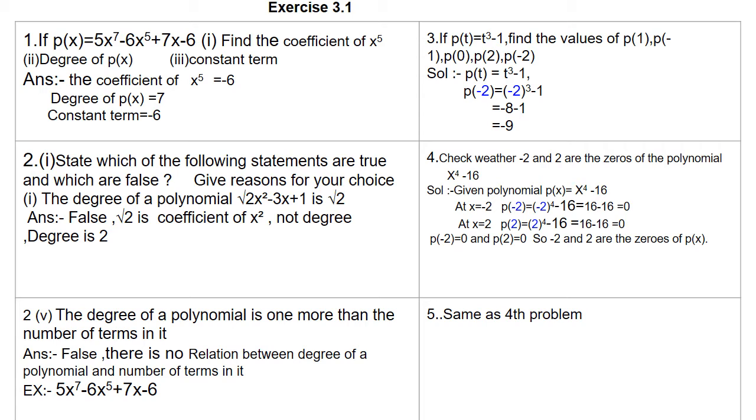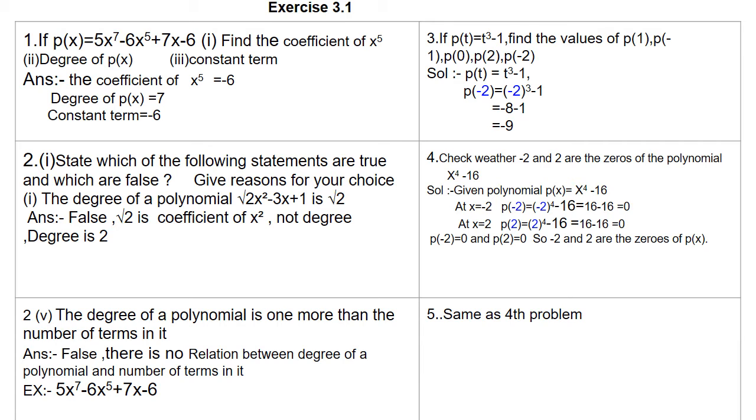So the fourth problem: check whether minus 2 and 2 are the zeros of the polynomial x to the power of 4 minus 16. Before going to the solution of this problem, what is a 0 of a polynomial? A 0 of a polynomial is nothing but, if you substitute any real value in a given polynomial instead of the variable, and the value of that polynomial is equal to 0, then the given real number is said to be a 0 of the polynomial.